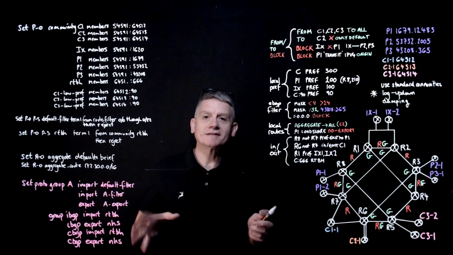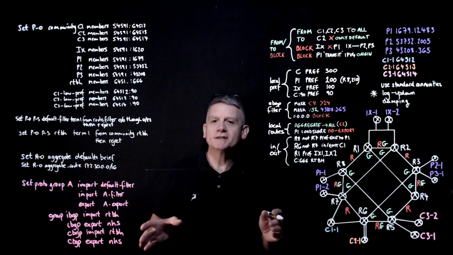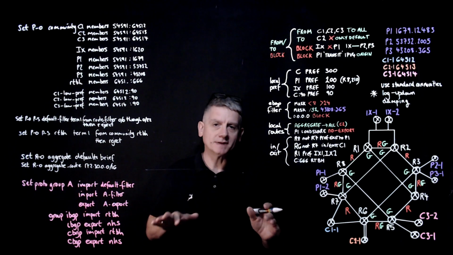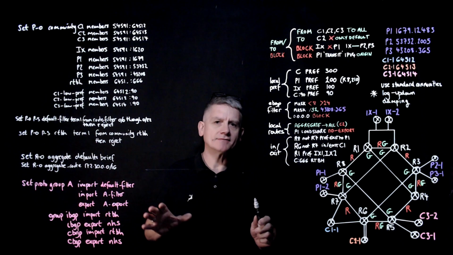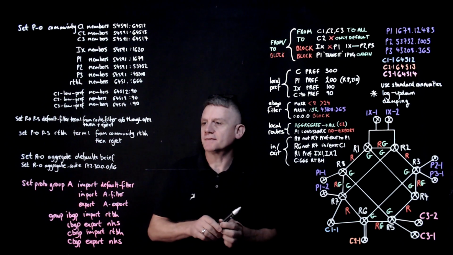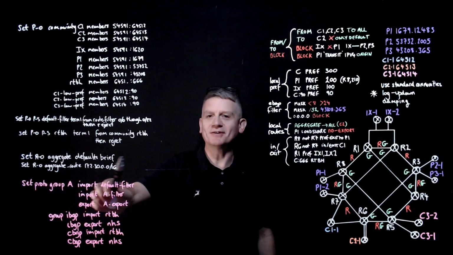Okay, so we're about to look at routing policy in Chapter 3. But before we do that, I just want to talk about the takeaways from the previous screen and discussion. There's several. The first takeaway from the discussion is this aggregate defaults brief.